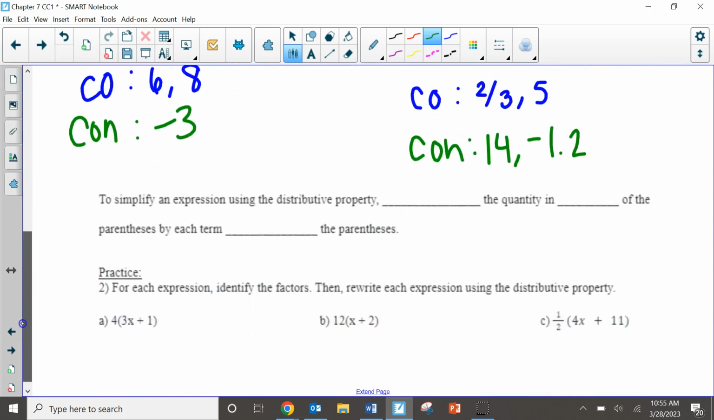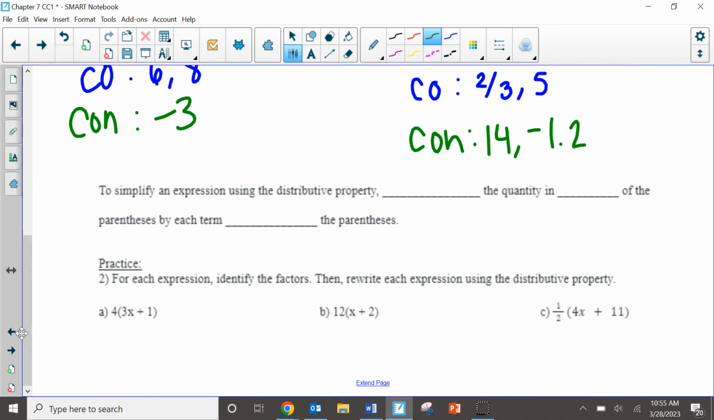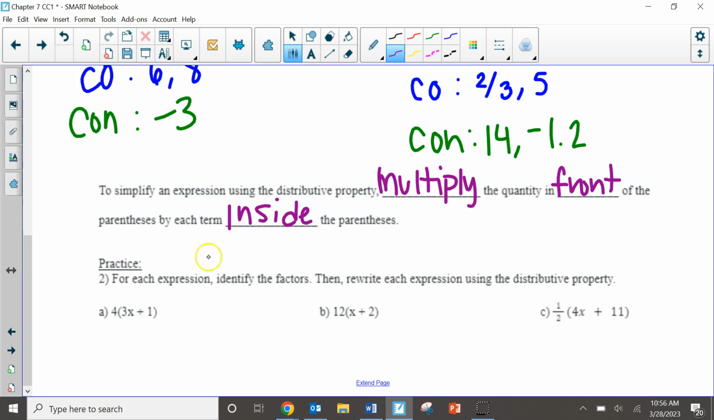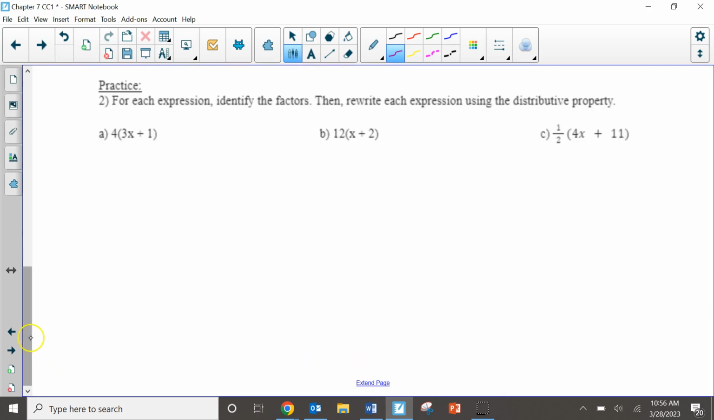Okay. To simplify an expression using the distributive property, we multiply the quantity in front of the parentheses by each term inside the parentheses. So essentially what that is saying is whatever we see on the outside of the parentheses, right up against it with no addition or subtraction sign in between, you're going to take that and distribute it to all the parts inside. So let's do a couple examples down here.